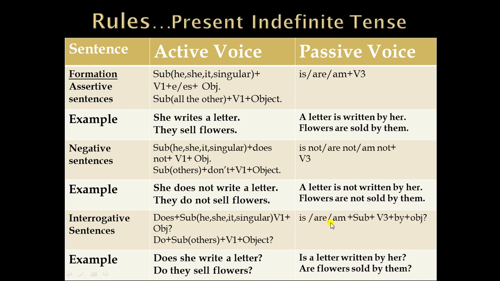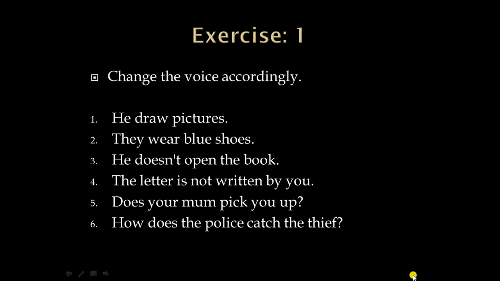In passive voice, is or am comes at the beginning of the sentence, followed by the subject, then the main verb, the third form of the verb, then by, and then the object. If you look at the example, it goes like this: Does she write a letter? Is a letter written by her? Do they sell flowers? Are flowers sold by them?